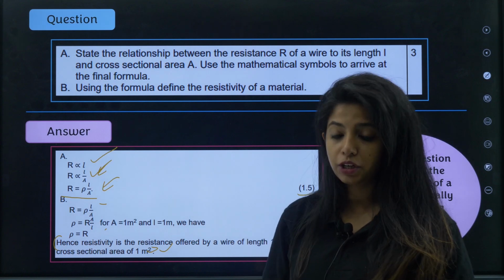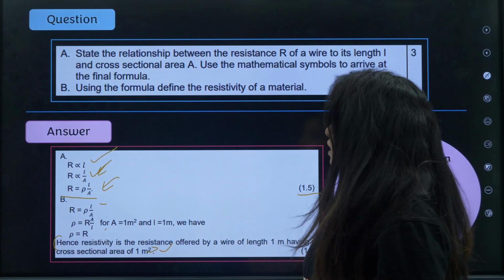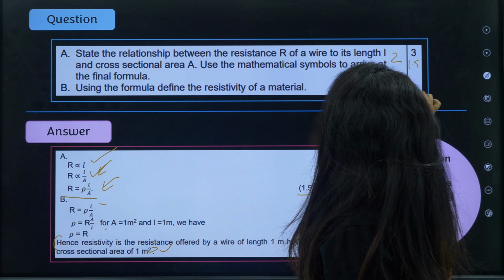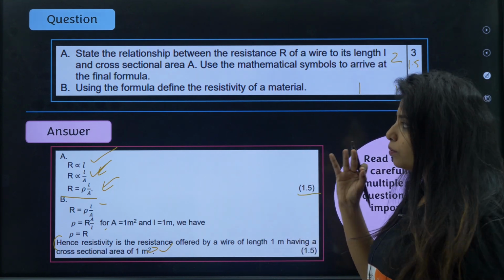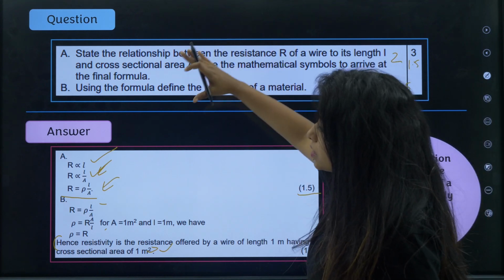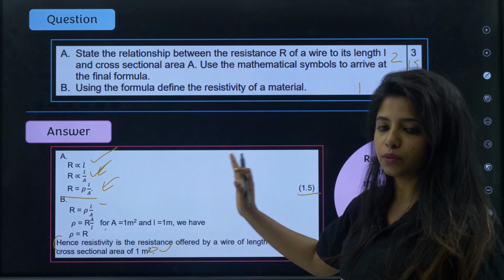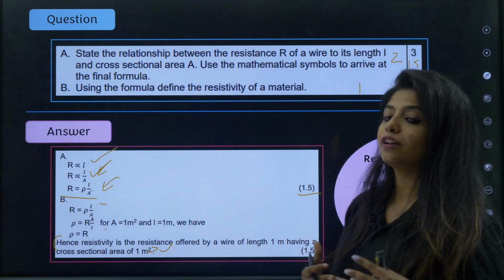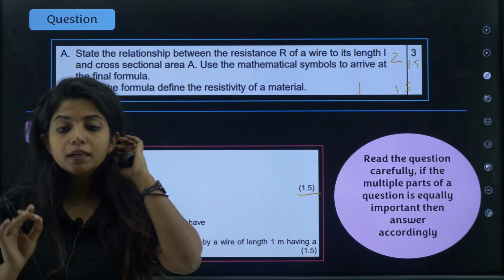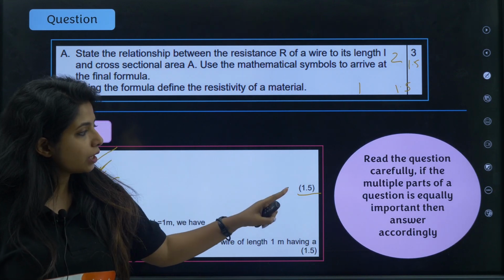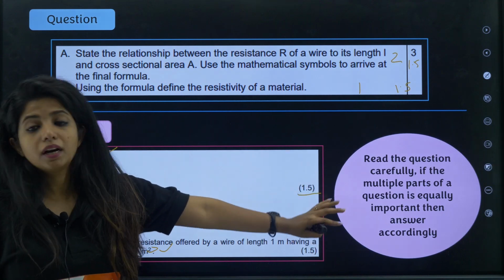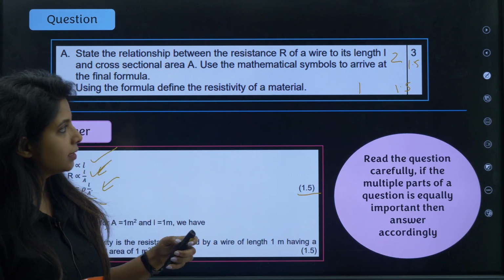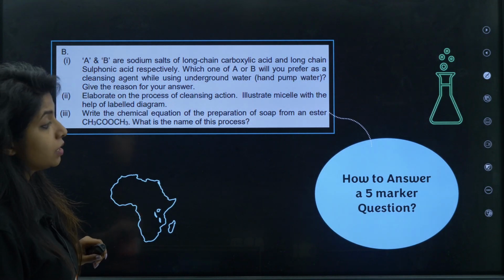So whenever a bit amount of explanation is needed, give that, because as I said, you can either divide in 2 and 1, or you can divide in 1.5 and 1.5, so you never know that. So what can you do? The best thing that you can do is, whatever the question is asking, give the answer for that completely from the basics. Okay, so here also from the basics it is given and the whole complete thing is given. Do not go on elaborating a lot of things, just the basics is needed, put that there. Okay, so read the question carefully. If multiple parts of the question are equally important, then answer accordingly. Okay, cool, works. Now, how to answer a 5-marker question.